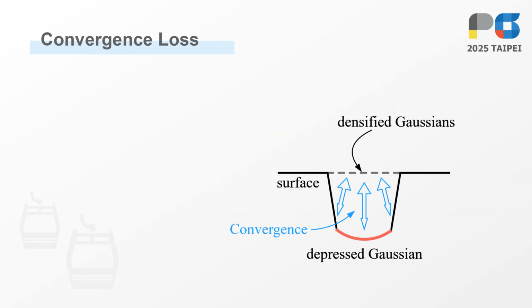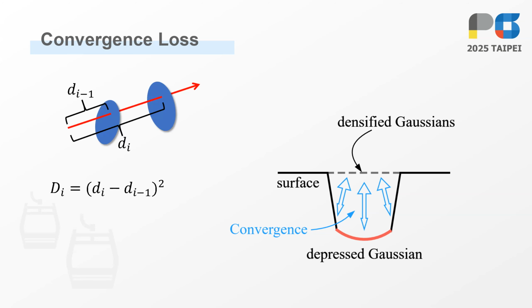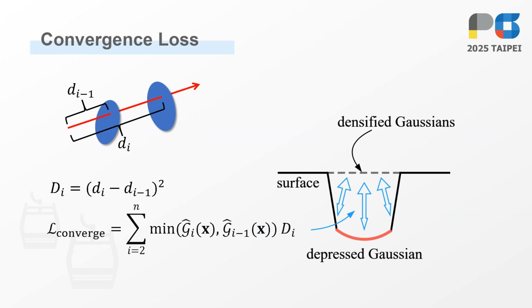Therefore, to reconstruct the geometry of these regions more accurately, we aim to adjust the spatial distribution of Gaussians, encouraging more primitives to concentrate near the true surface. One of the methods we propose is the convergence loss. In the rendering pipeline of 2D Gaussians, the ray-planar intersections are computed explicitly. The loss function encourages adjacent intersection points to converge toward each other. We use the minimum of Gaussian function values at these two points as weights to guide its optimization process.